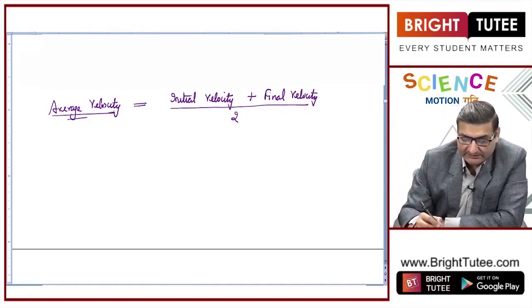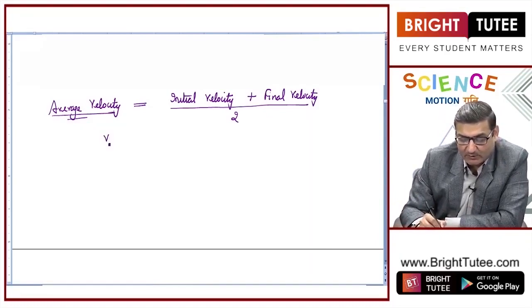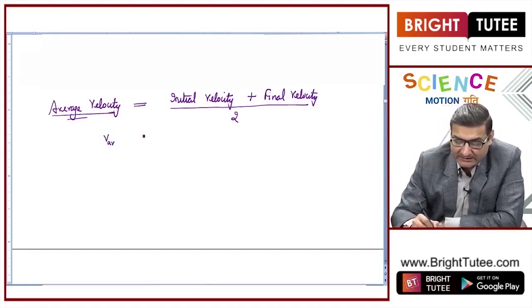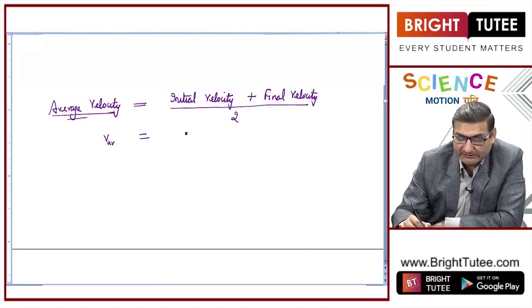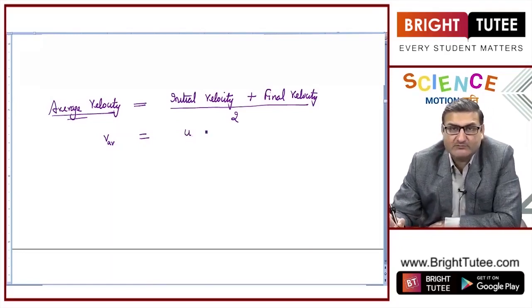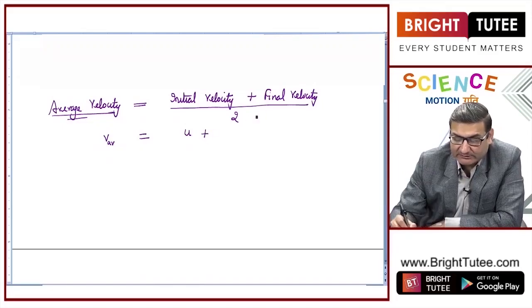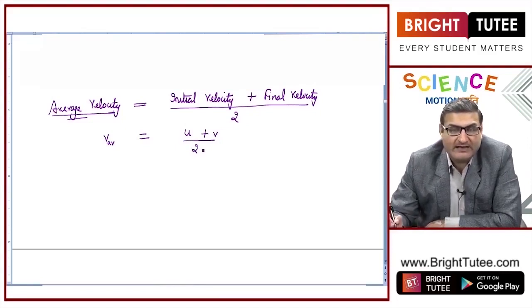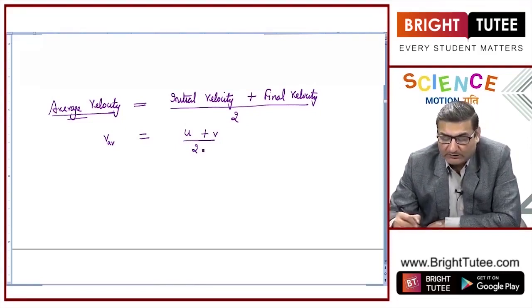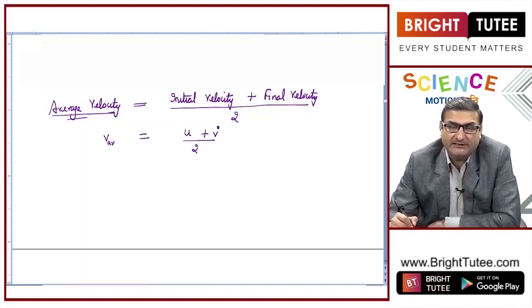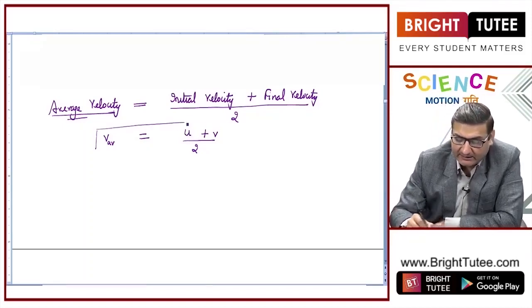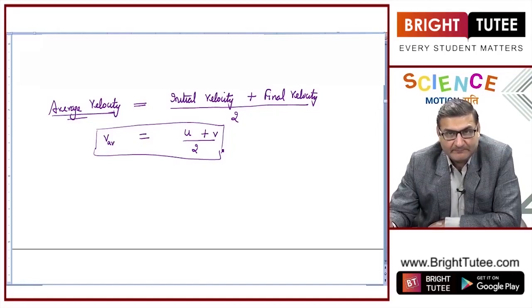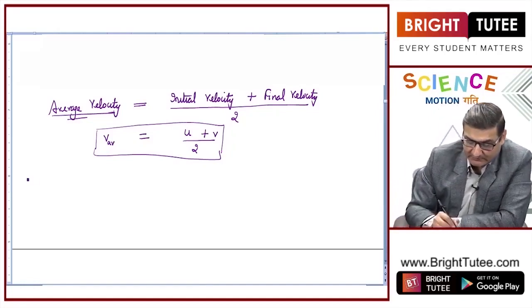Now the average velocity is represented as small v, written as AV. This is equal to the initial velocity, which we denote with small u, plus final velocity, which we relate with small v, divided by 2. So the average velocity is equal to the arithmetic mean of the initial velocity and the final velocity of the particular object. Got it? Now let us take a few questions first of all related to this.